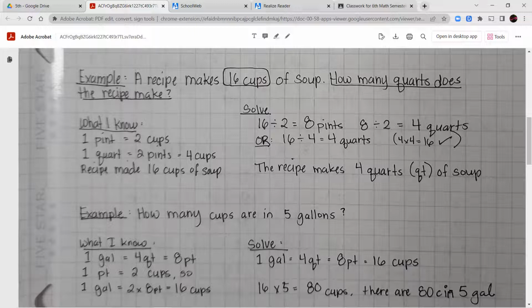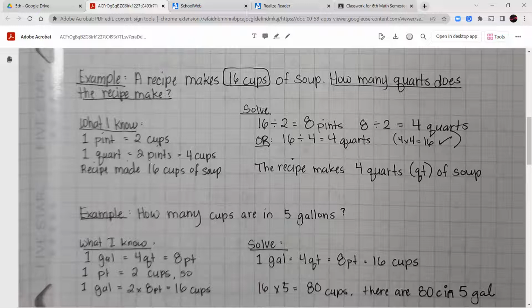So before I get started, I want to ask myself, what do I already know? I know that 1 pint is 2 cups and 1 quart is 2 pints, which is the same thing as 4 cups. And I know that the recipe made a total of 16 cups. So I can do 16 divided by 2. I can take those 16 cups and divide them by 2 to figure out how many pints there are. And then that tells me I have 8 pints.